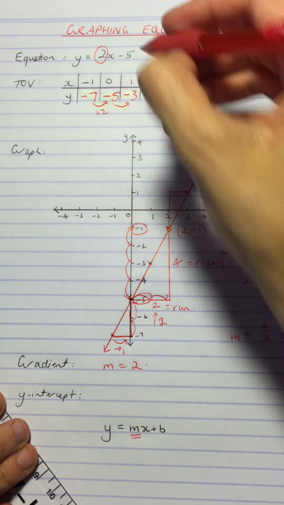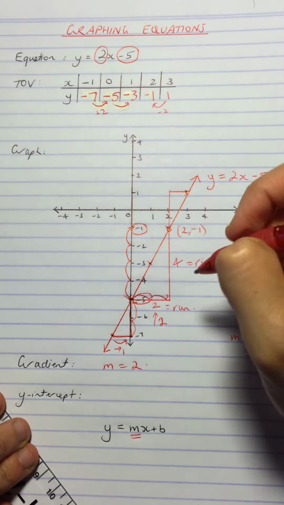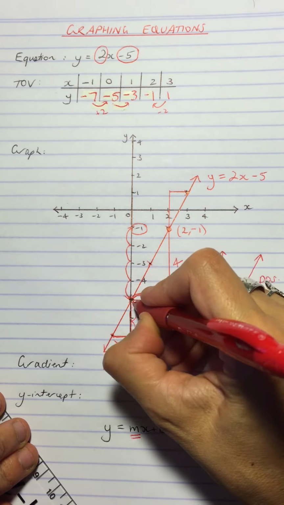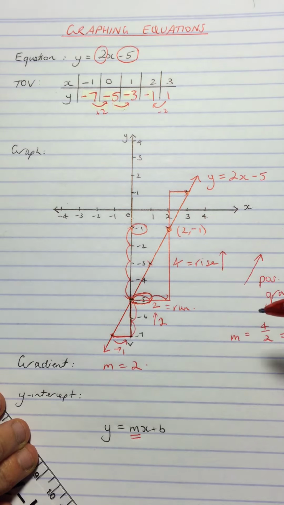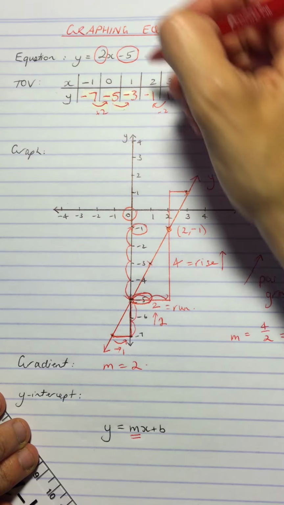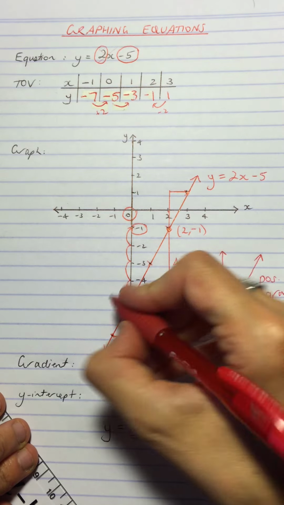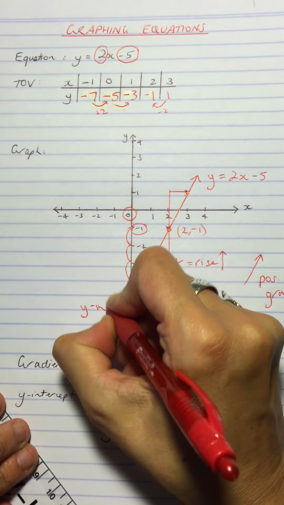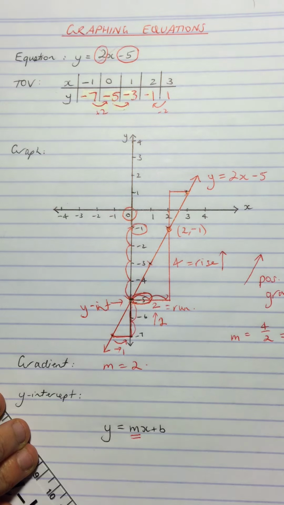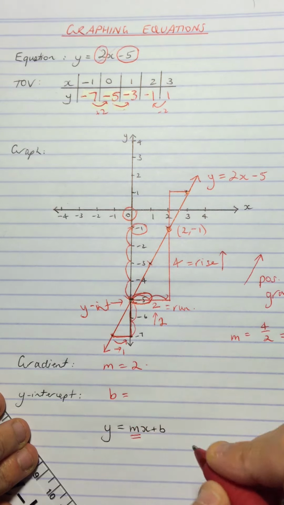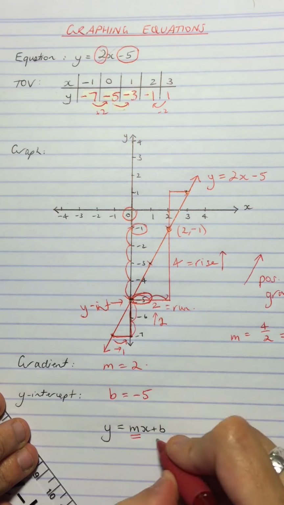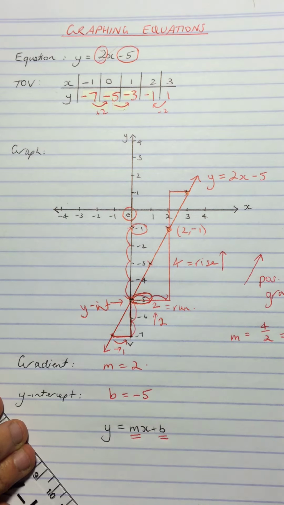The second part of the equation is the y-intercept. Now I've got a lot of red here, but here's the y-intercept. Where it cuts the y-axis is at minus 5. When x equals 0, 2 times 0 disappears, and I'm left with minus 5. There's the y-intercept, minus 5. And we use the letter b for the y-intercept, and in this case it's minus 5.